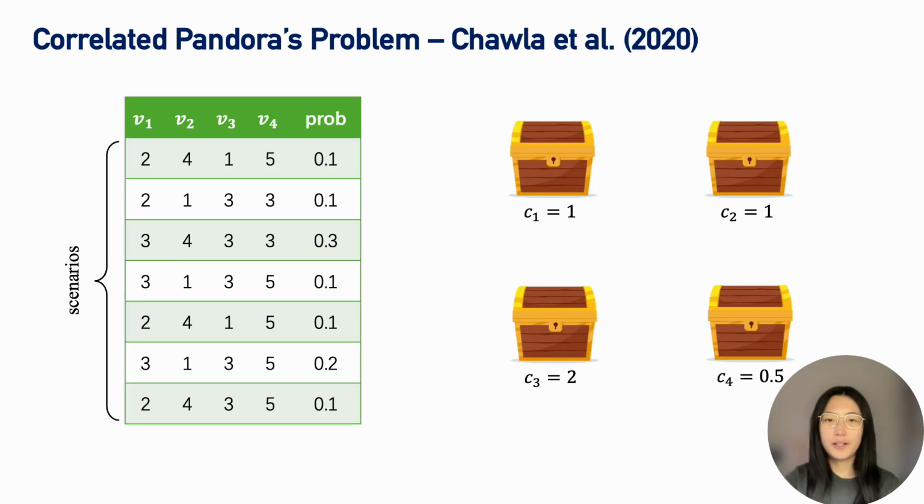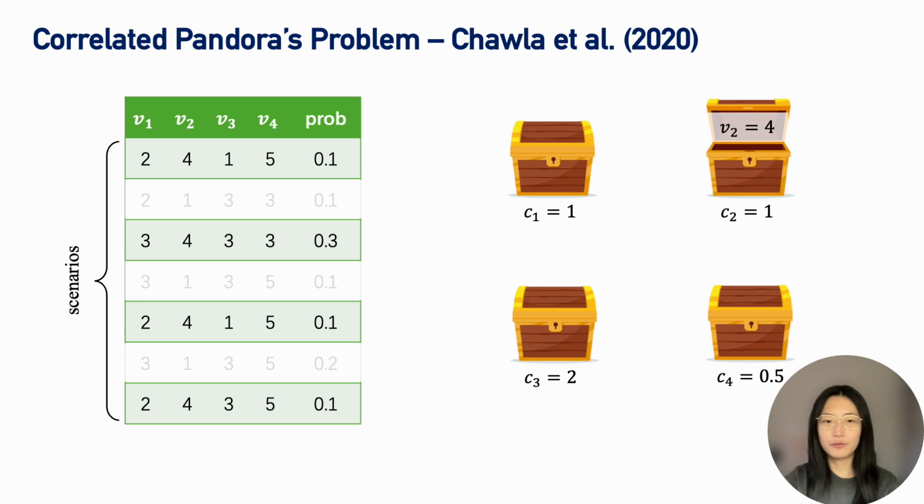In this work, we studied the correlated version where the volumes of the boxes can be correlated. And this correlated version was first proposed by Chawla et al. in 2020. And here we call a certain realization of the volumes a scenario. Once you open a box and see its true volume, due to the correlations between the boxes, some scenarios will naturally become unavailable. So in this example, suppose you open the second box and see the volume V2 equals 4. So the only remaining scenarios will be the scenarios where V2 equals 4. And in this setting, you may open a box not only for its own volume, but also for the information of some other correlated boxes, so it's much more tricky.